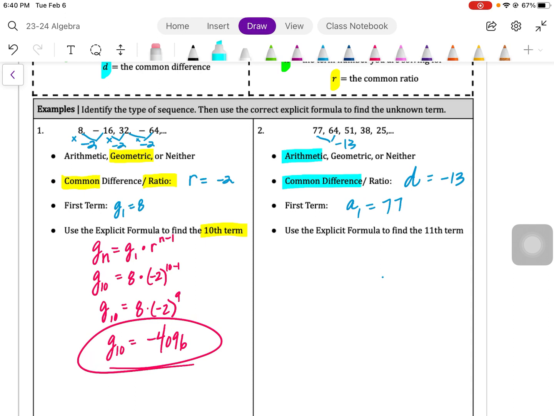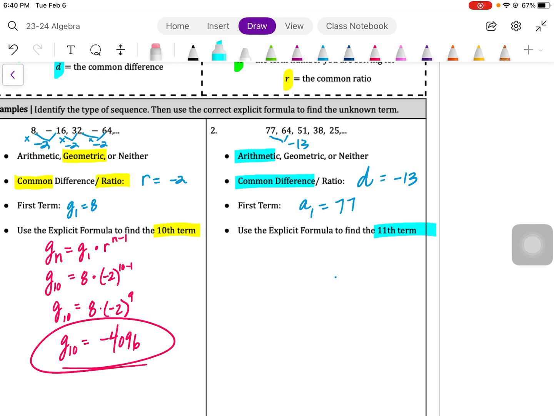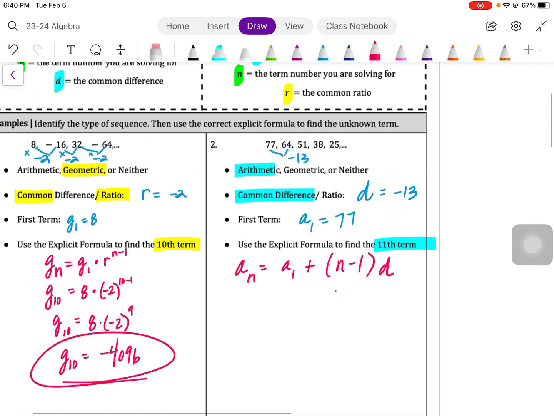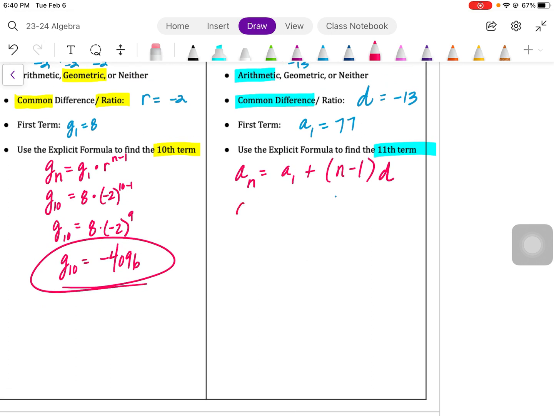And then I'm going to use my explicit formula to find the 11th term. So again, I'm going to start with my formula. It is defined as a sub n equals a sub 1 plus, in parentheses, n minus 1 times d. Okay, and I'm just getting that formula from up here, but I have it memorized because I've used it so much. We are looking for the 11th term, so that's going to go in place of n anywhere we see it. A sub 1 was 77, and our common difference was negative 13.